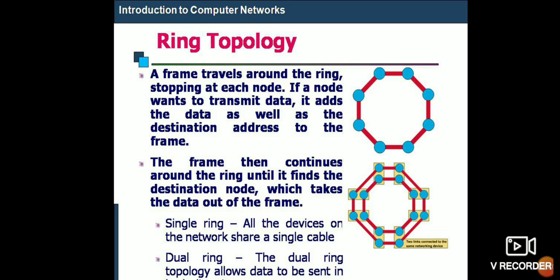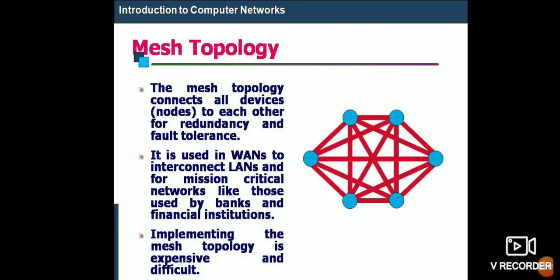Ring topology. A frame travels around a ring, stopping at each node. If a node wants to transmit data, it adds the data as well as the destination address to the frame. The frame then continues around the ring until it finds the destination node, which takes the data out of the frame. Single ring: all the devices on the network share a single cable. Dual ring: the dual-ring topology allows data to be sent in both directions.